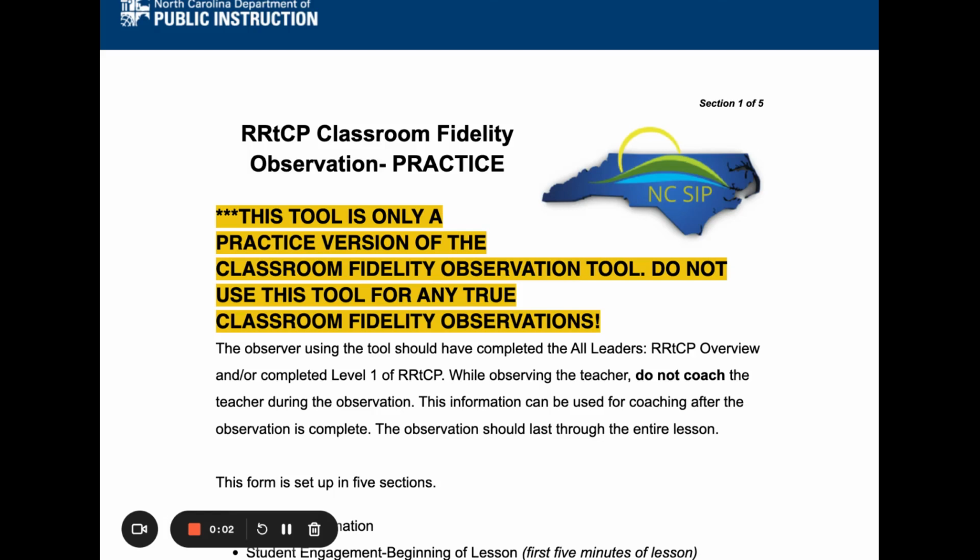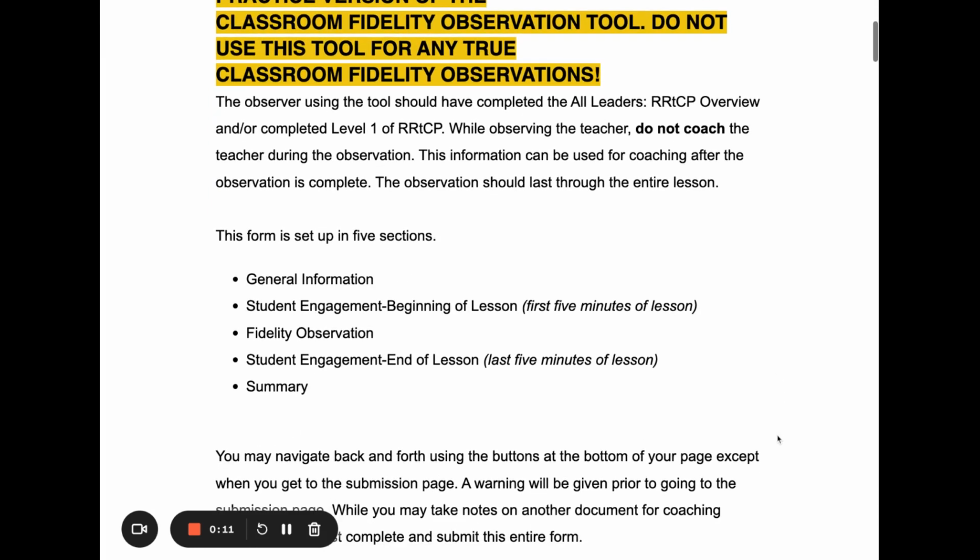Let's take a look at scoring the observation using the tool for Mr. Willaby's 6th grade ELA lesson. Remember, the tool is set up in 5 sections. The first section is general information.